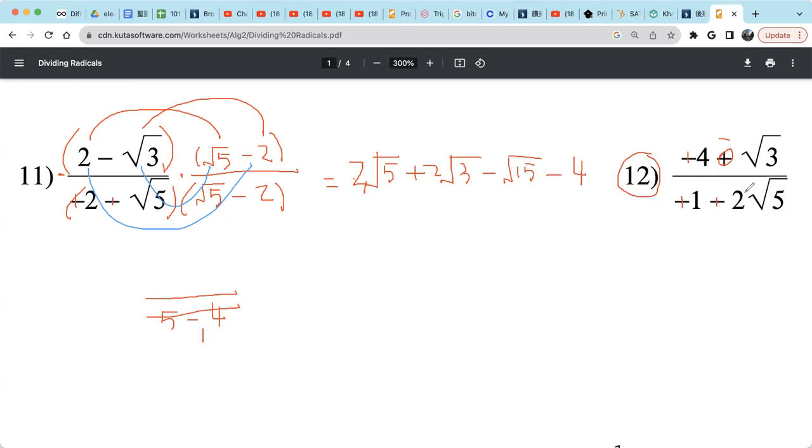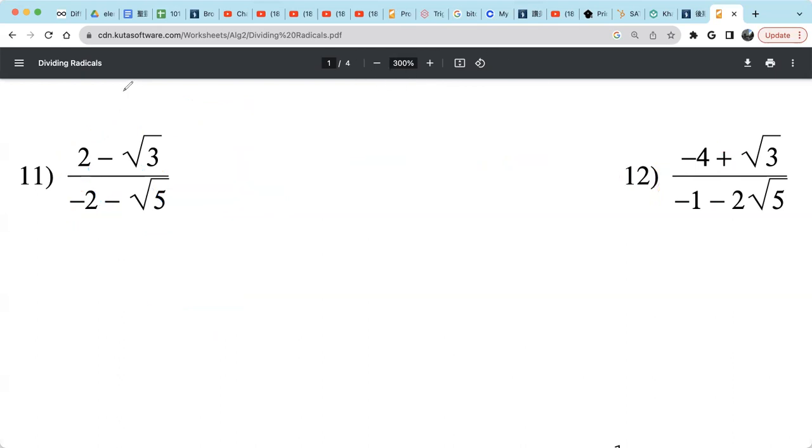Then you want to think of this denominator as 2 radical 5 plus 1. You want to multiply by its conjugate, which is 2 radical 5 minus 1. Okay, do that. You can do it. So I think that's the end of dealing with radical numbers.